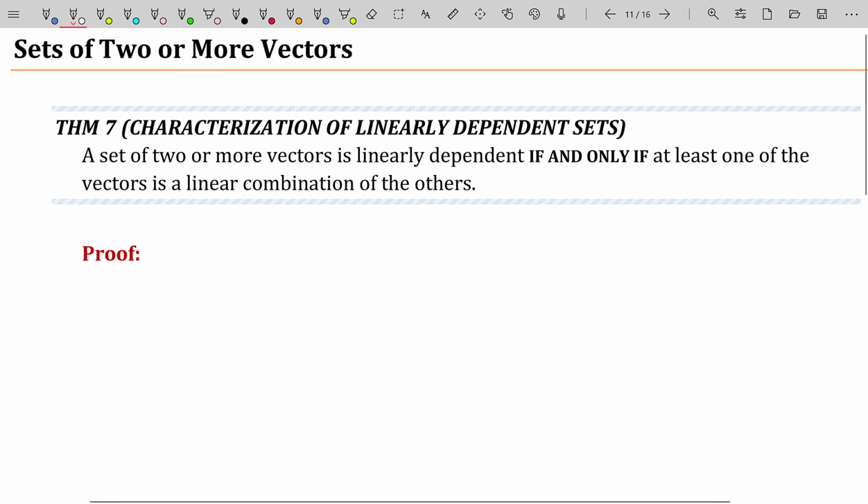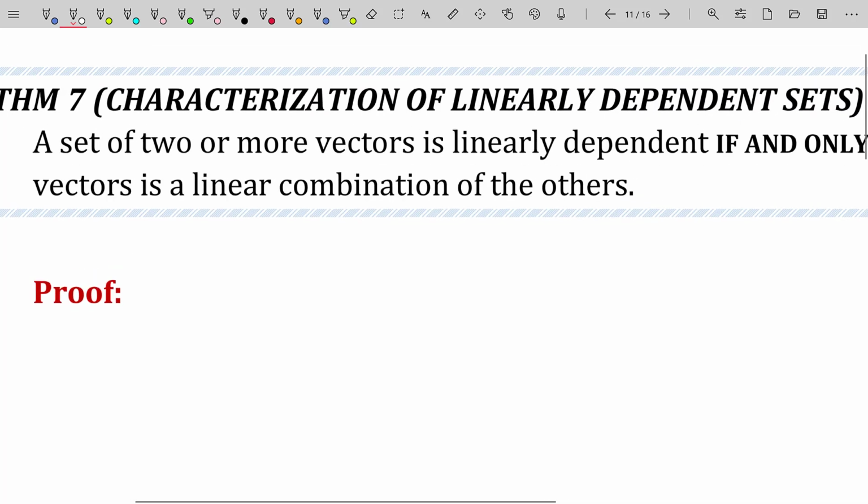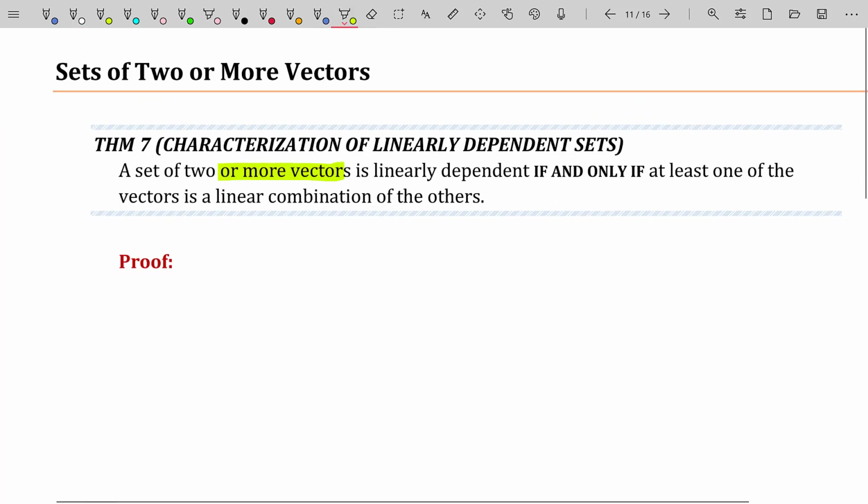So that being said, going back to what we're going to be working with in this video, you can see that this is exactly, or near to, I should say, that contrapositive statement. A set of two or more vectors, that's the only difference, the two or more vectors, is linearly dependent if and only if at least one of the vectors is a linear combination of the others.